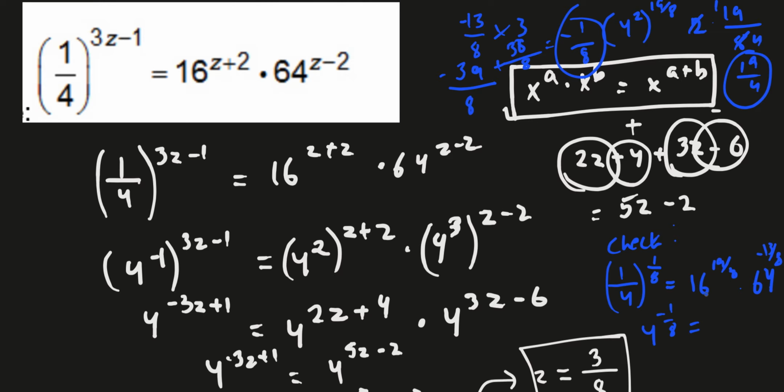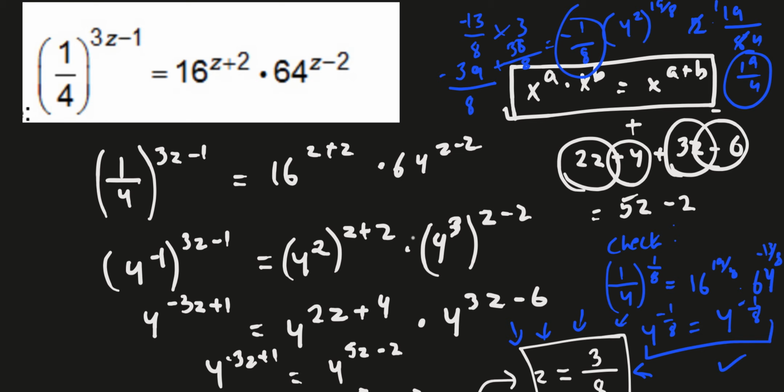Okay, negative 1/8. So at the end of the day, this is 4 raised to the negative 1/8, and that is, of course, equal to 4 raised to the negative 1/8. So this works out. So our answer ends up being 3/8. Now, you need to do this check, even though it might take some time. You got to do the check to make sure that you have that solution.